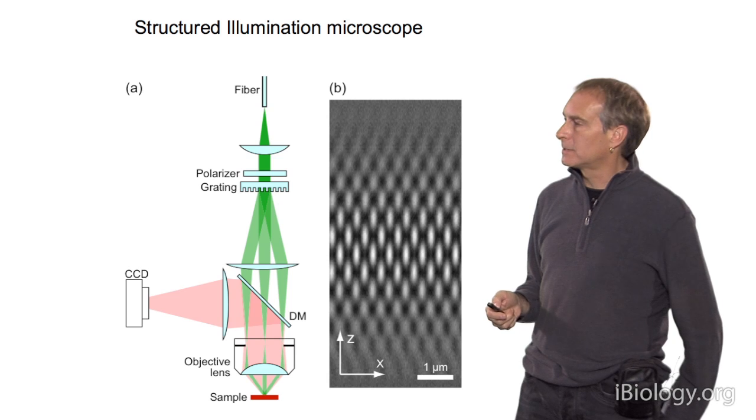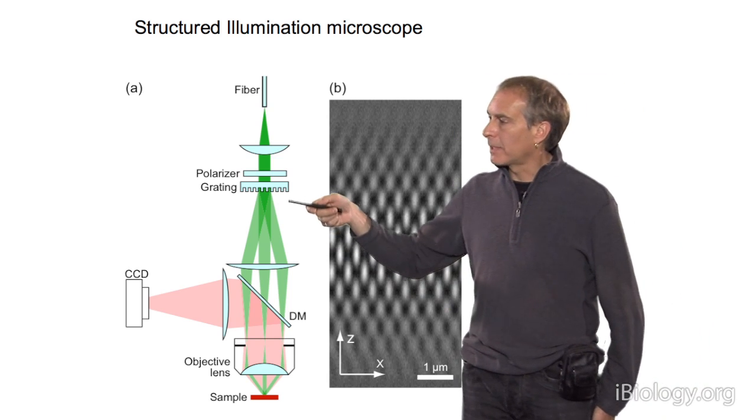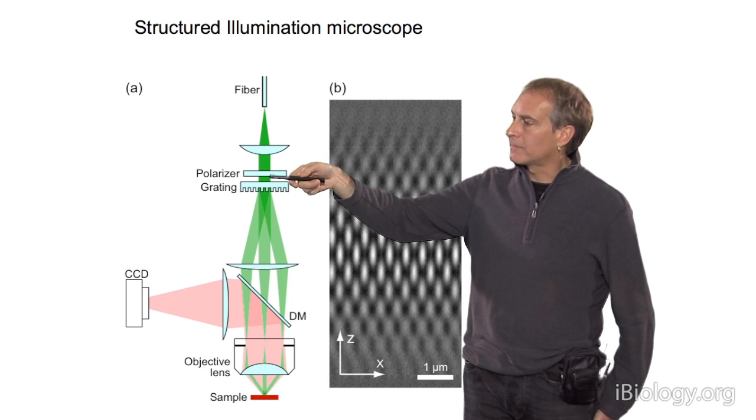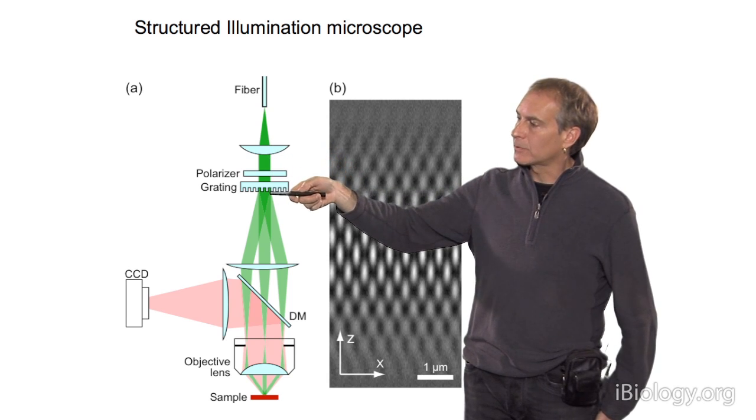Okay? And this is done very simply. The microscope is really quite simple. We have light coming in through a fiber optic, gets focused, goes through a polarizer, focused on a grating.